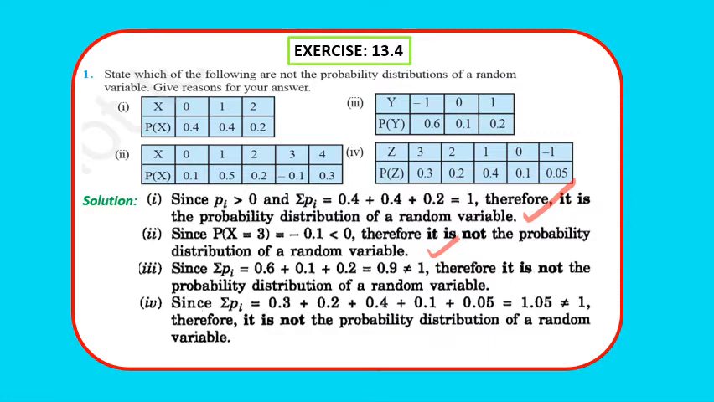In the third one, the sum of all the probabilities 0.6 plus 0.1 plus 0.2 is equal to 0.9, which is not equal to 1. Therefore, it is not a probability distribution of a random variable. In the fourth one, if you add all the probabilities, that is 0.3 plus 0.2 plus 0.4 plus 0.1 plus 0.05, it is equal to 1.05, which is not equal to 1. So again, it is not the probability distribution of a random variable. Clear? So pause and note down the solution.